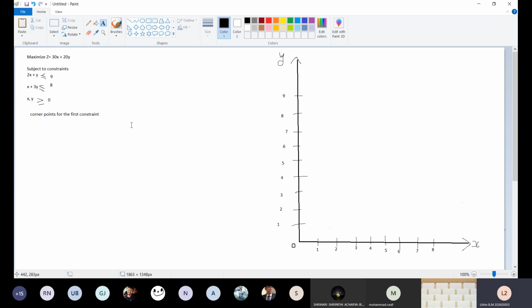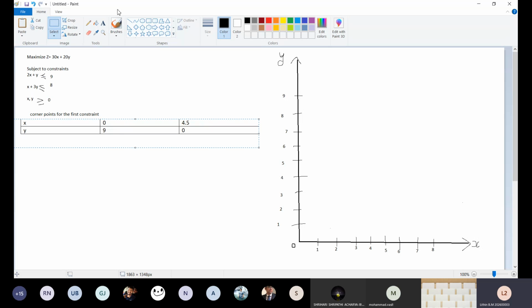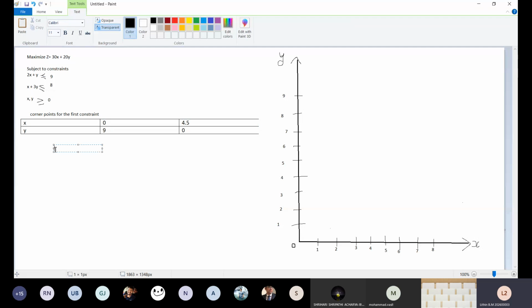Let me get the values. Okay, so these are the values for the first constraint. So in the same way, I need to get the corner points for the second constraint. Okay, let me get the values.